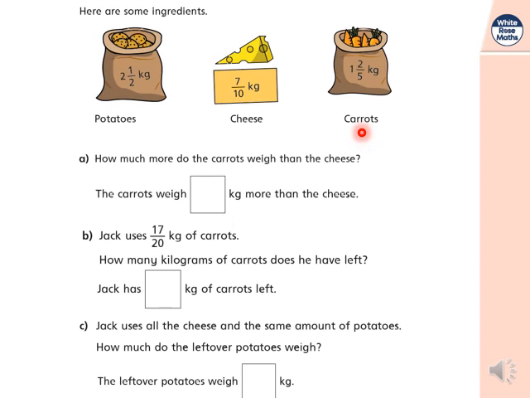So we've got the carrots weigh 1 2/5 of a kilogram. The cheese weighs 7/10 of a kilogram. How much more? And that's subtraction language. So that's our first question. Question B, it says Jack uses 17/20 kilograms of carrots. How many kilograms of carrots does he have left? And C, Jack uses all the cheese and the same amount of potatoes. How much do the leftover potatoes weigh? Pause the video, have a go at these questions.